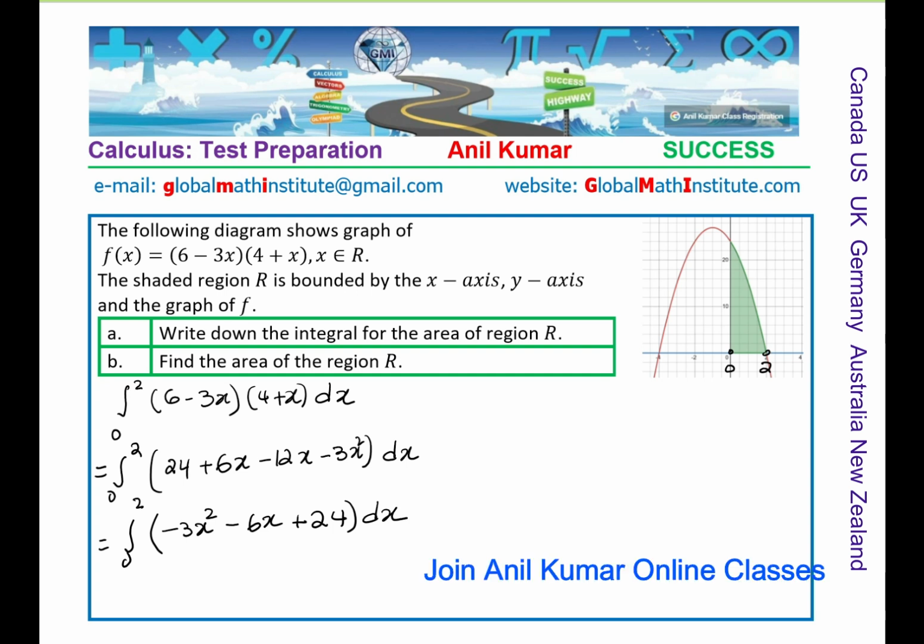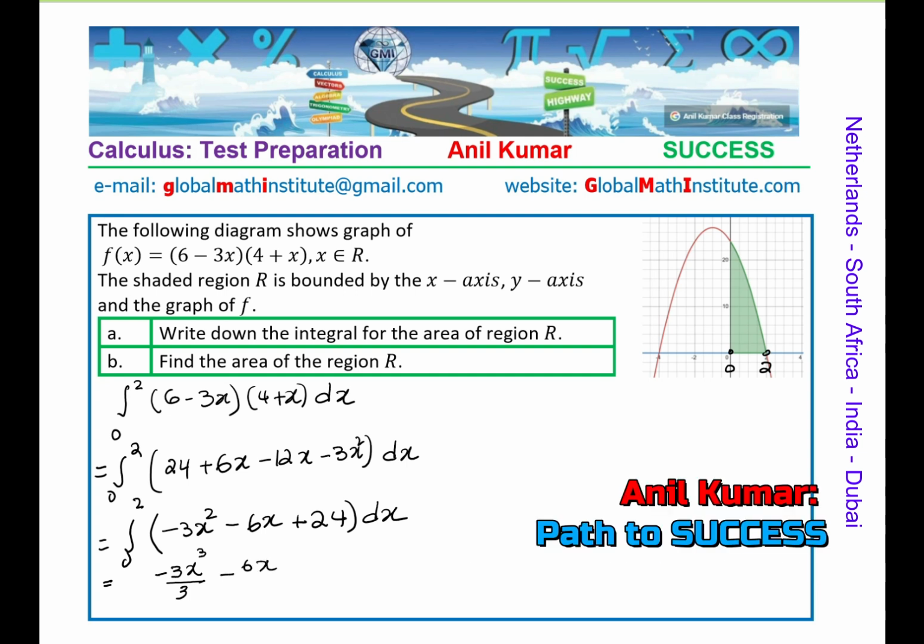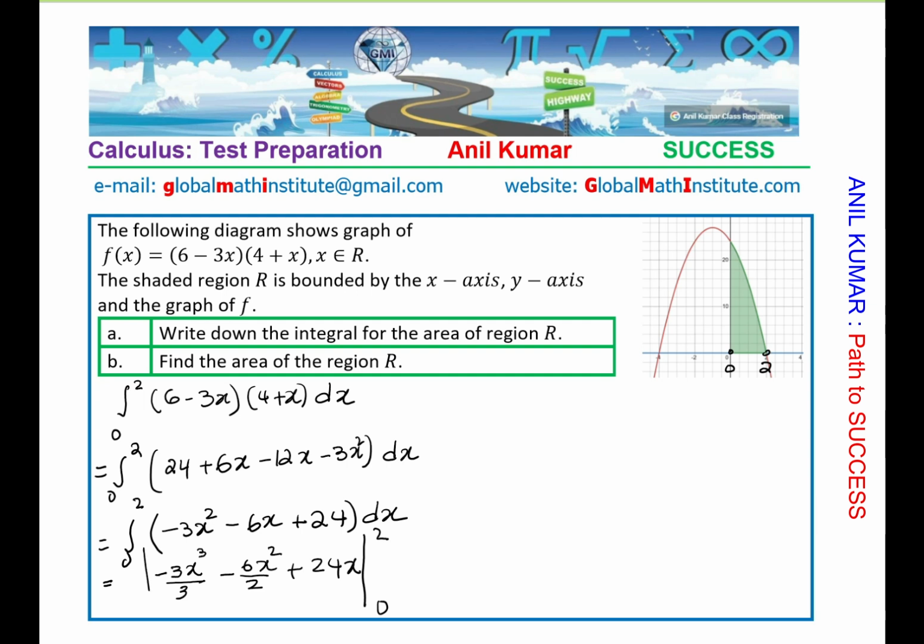And we can use the power rule to find the integral itself. So minus 3x squared gives you minus 3x cubed over 3. Minus 6x gives you minus 6 times x squared over 2, plus 24x. And we are looking at 0 to 2. Is it clear to you? Okay.